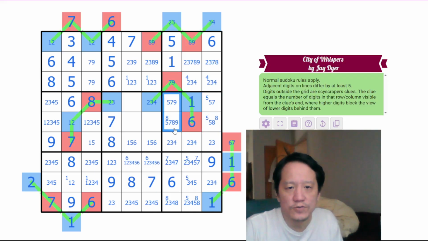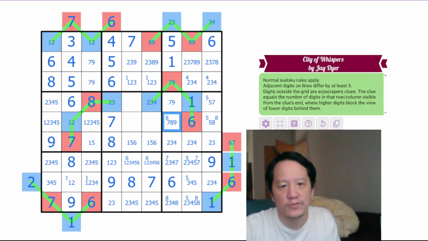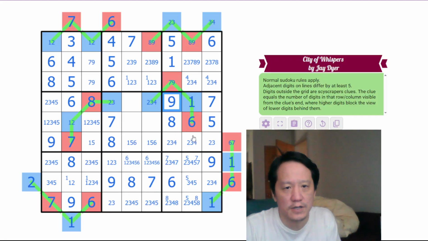5 is one of these two, so 5 cannot be here. This is 7, 9 as a pair, which eliminates 7, 9 in the rest of the column, so this can't be 7 or 9. It's 8, which makes this 5, which makes that 7, which makes that 9. So that makes that 7, which can only be 5 away from 2.